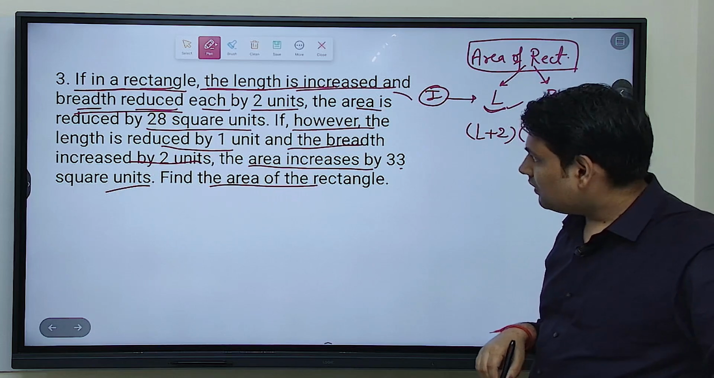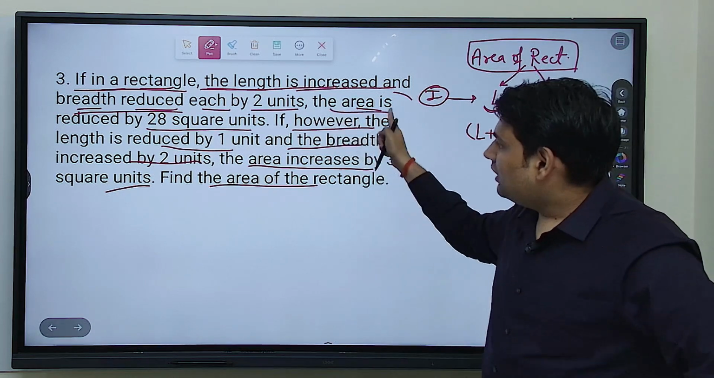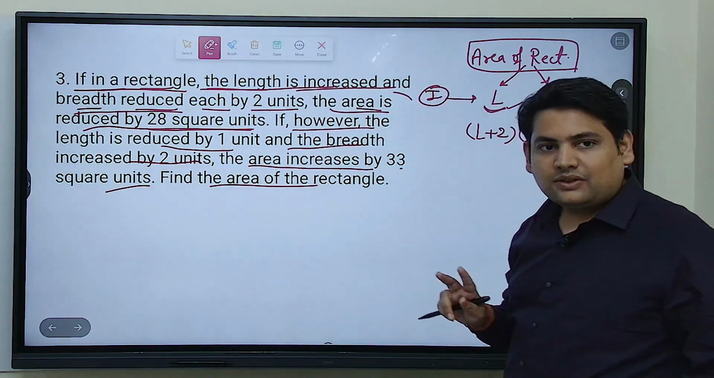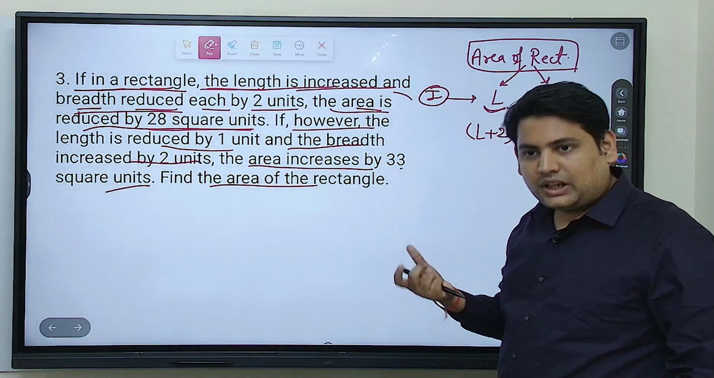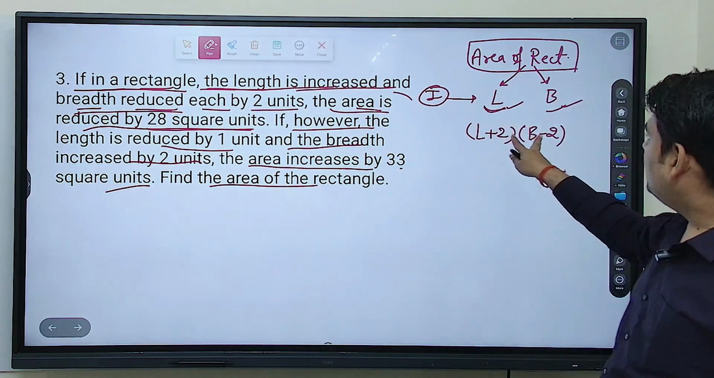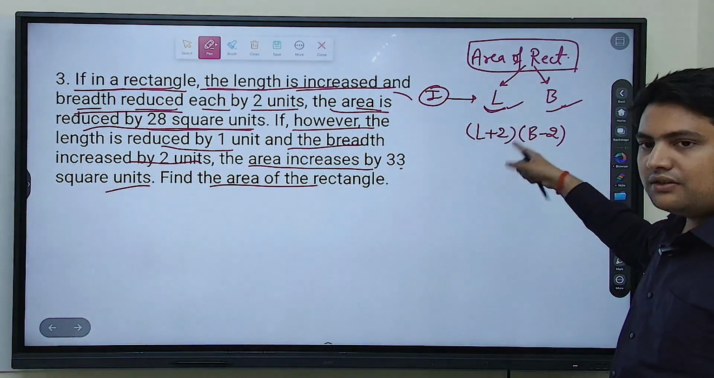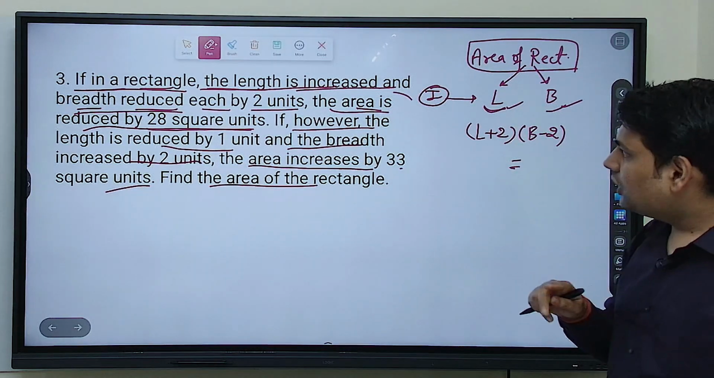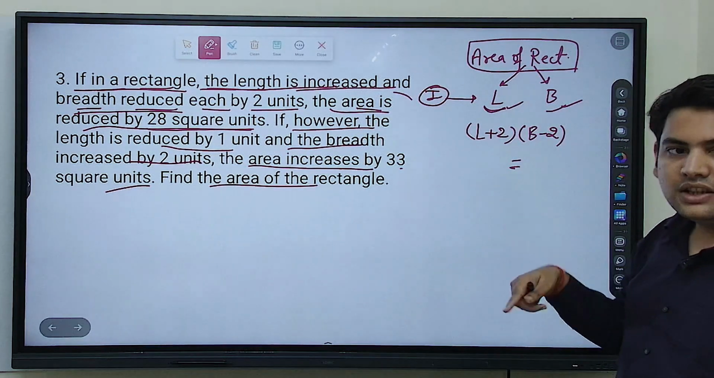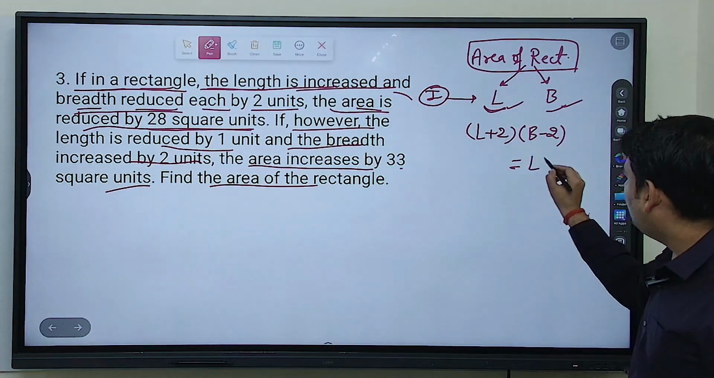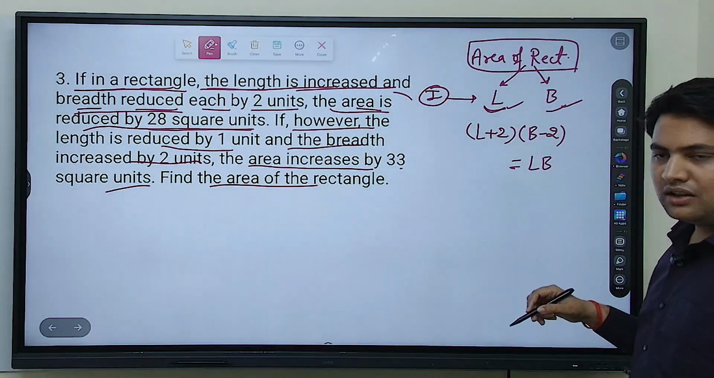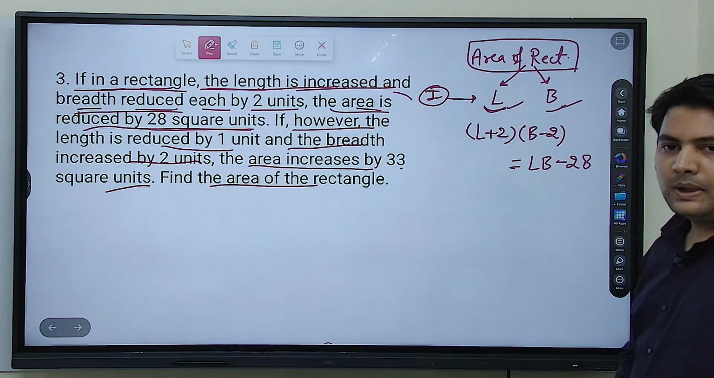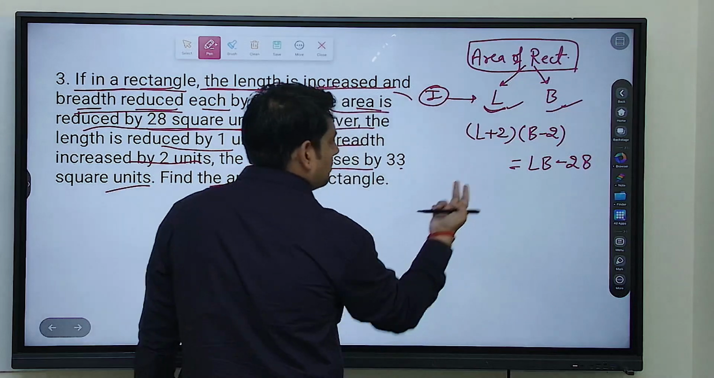Now what it says, the area is reduced by 28 square units. That is, the area that was before will now be 28 lesser. So new length into new breadth will give me the new area, and it says that the new area is 28 less than the old area. Old area will be length into breadth, this is the formula. Then you subtract 28. Understood?